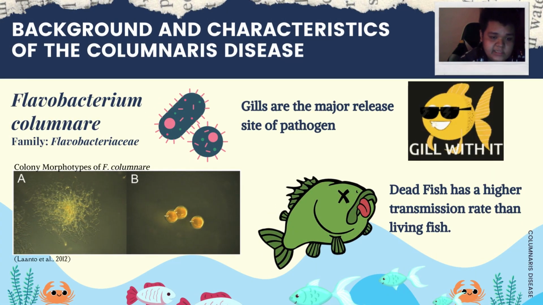Columnaris disease is caused by the aerobic, gliding, gram-negative, long rod-shaped aquatic bacterium Flavobacterium columnare. It belongs to the family Flavobacteriaceae, which is composed of environmental bacteria. Below is an image of Flavobacterium columnare in two colony morphotypes, an ancestral rhizoid colony and a phage-resistant rough colony.